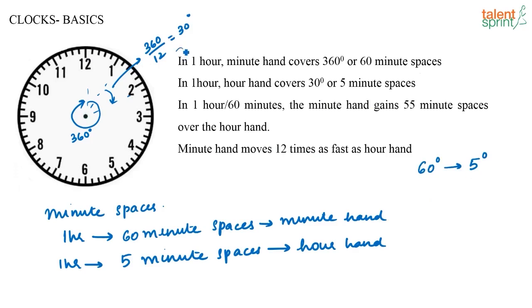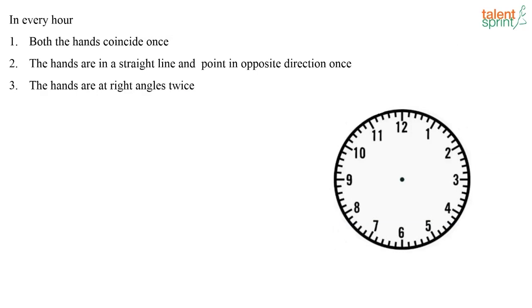See, these concepts will be very useful for us when we are solving questions from this topic, clocks. The next thing that you need to know is that in every hour both the hands of the clock coincide once. Like for example, if the time is 2 o'clock, from 2 o'clock to 3 o'clock, how many times will the hour hand and the minute hand coincide? They will coincide once, that is somewhere around 2:10, right? Somewhere around this time, both the hour hand and the minute hand will coincide.